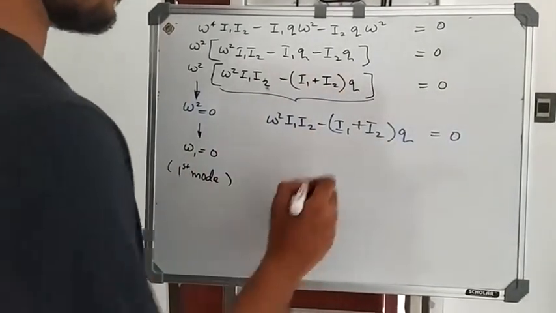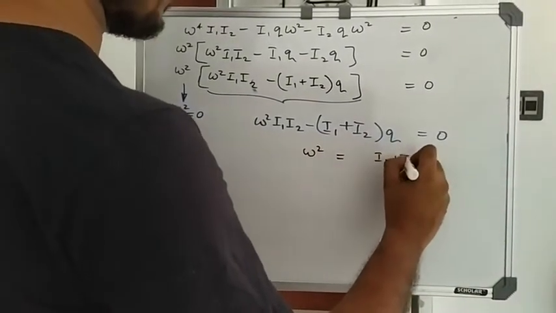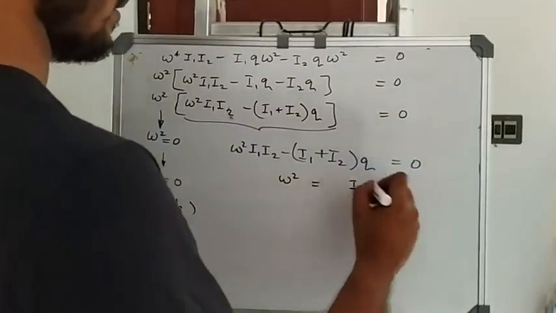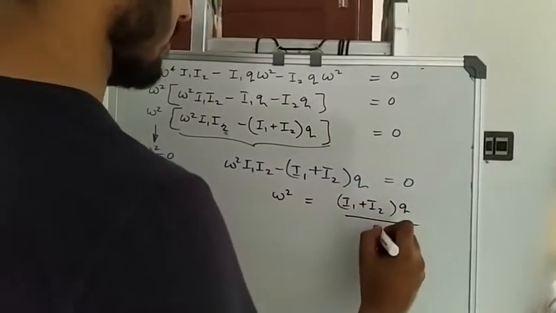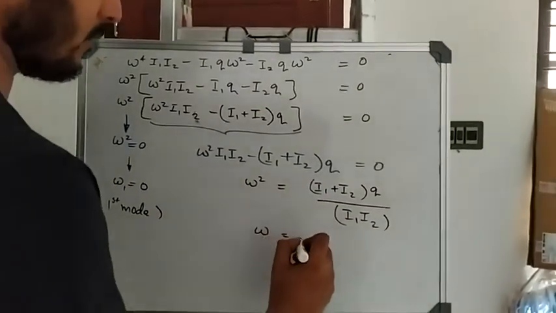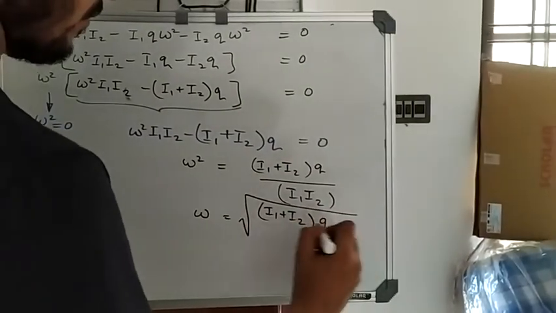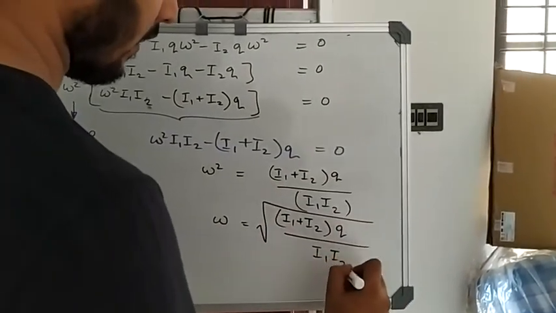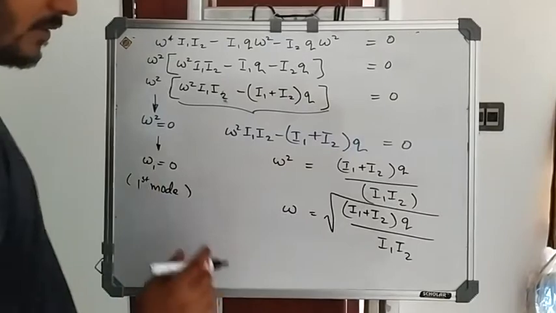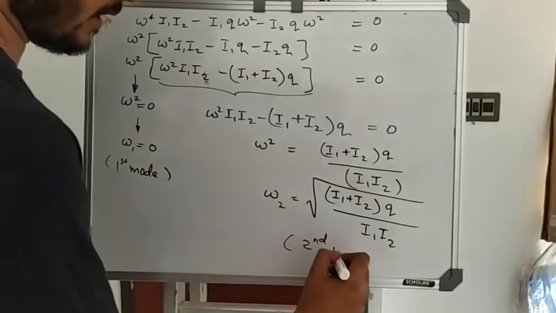And from here we can find out omega square equal to what? I1 plus I2, this will go to this place, omega square will be equal to I1 plus I2 into q divided by I1 I2. Hence omega will be equal to square root of I1 plus I2 multiplied by q divided by I1 I2. Now as we have obtained the first root as omega 1 equal to 0, let this value be omega 2. So this will represent the second mode.